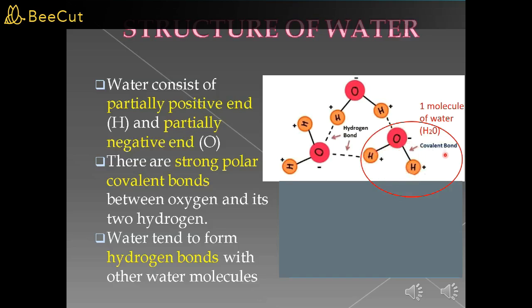All right, next, water tends to form hydrogen bonds with other water molecules. You have learned this one. Hydrogen bond is one of the intermolecular forces which holds two molecules together. Look at this one. One molecule of water is attracted to another molecule of water by hydrogen bond. Please remember, when you want to draw a hydrogen bond, you have to use a dotted line. But for a covalent bond, you have to use a straight line because it refers to the strong polar covalent bonds.